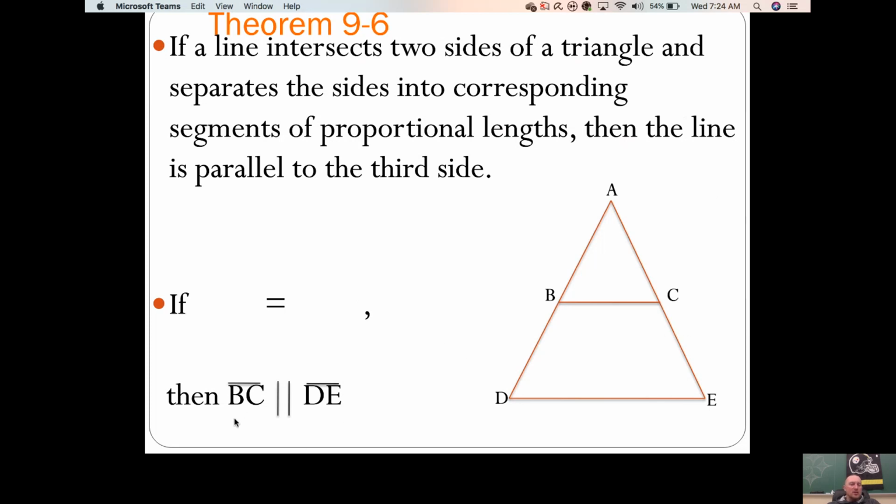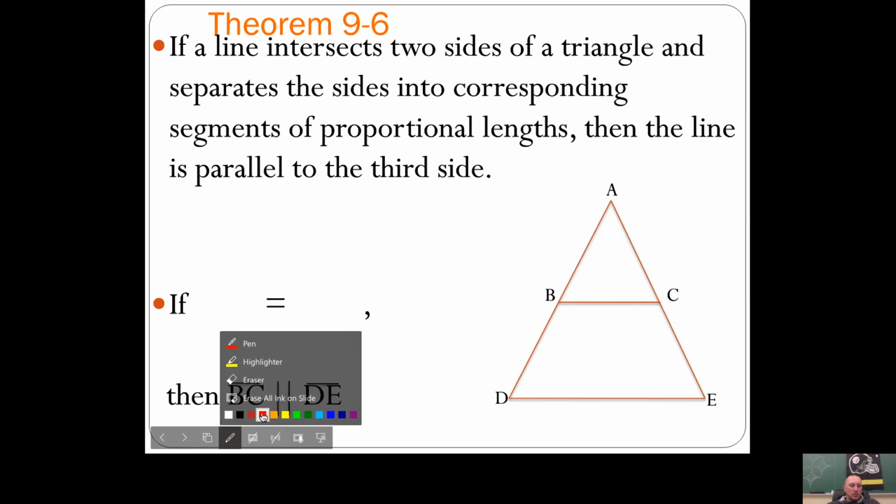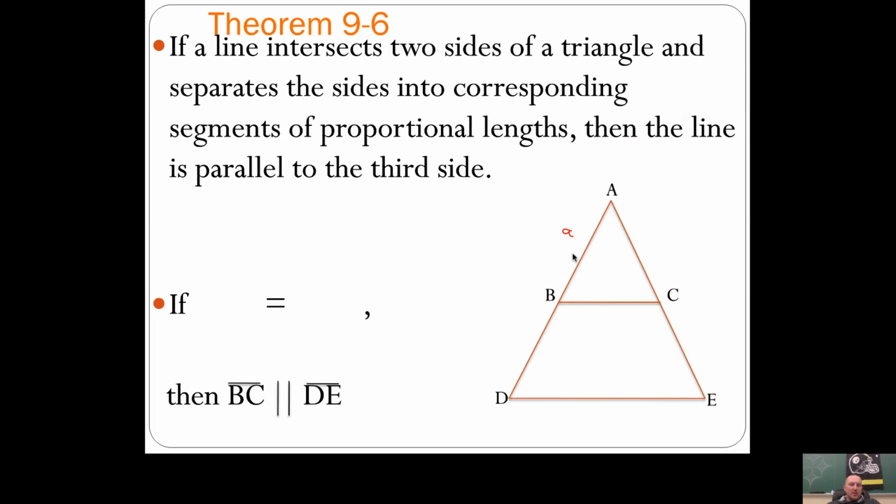So you have a triangle inside of a triangle. We'll say the distance from A to B is lowercase a. We'll say from B to D is lowercase b. We'll say this length from A to C is lowercase c. And then from point C to point E, we'll say is lowercase d.